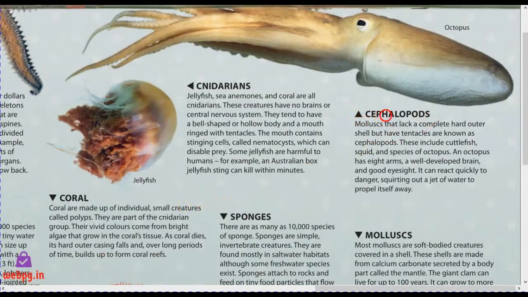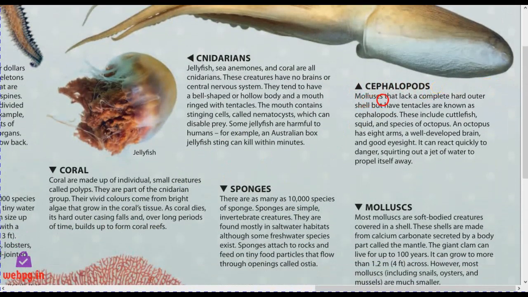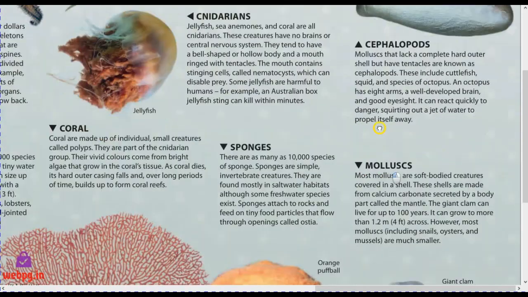Here are cephalopods. Mollusks that lack a complete hard outer shell but have tentacles are known as cephalopods, and those include cuttlefish, squid, and species of octopus. An octopus has 8 arms as well as a developed brain and good eyesight. It can react quickly to danger, squirting out a jet of water that propels it away.